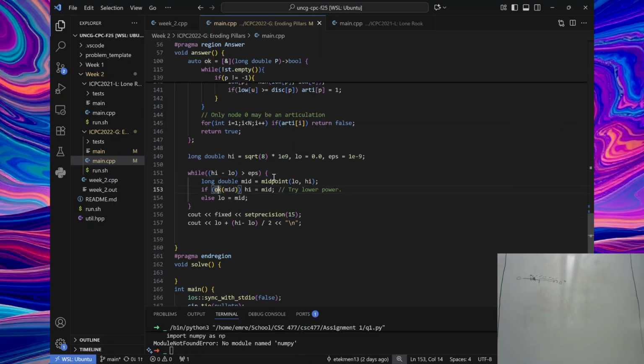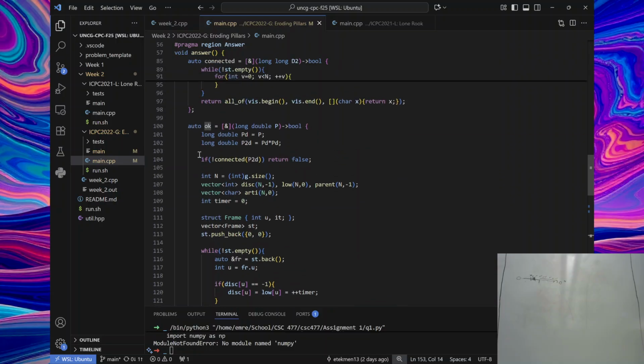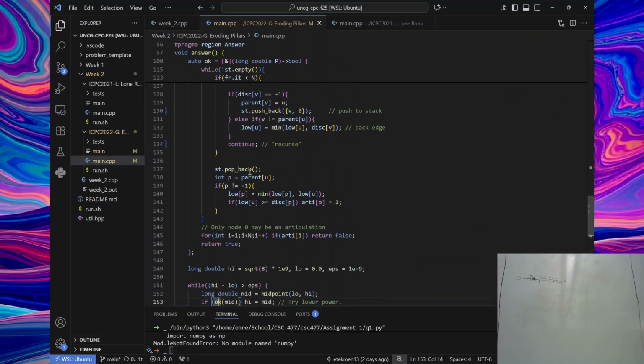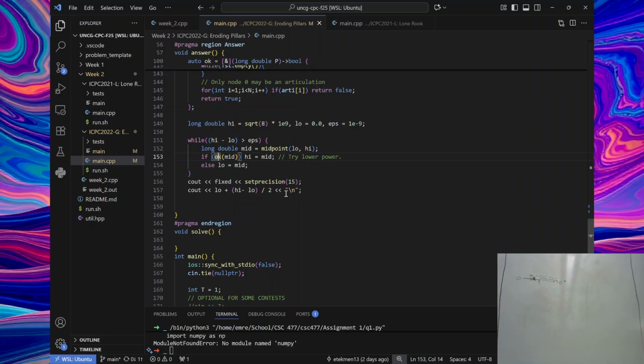If OK of mid, remember OK is the Tarjan's check plus the connected check, right? So if we have OK of mid, which just means were we able to complete the objective at this jump distance, then we're going to try a lower power. Otherwise, if it wasn't, then we're going to try a higher power by doing our binary search. We're cutting it in half every time, right?